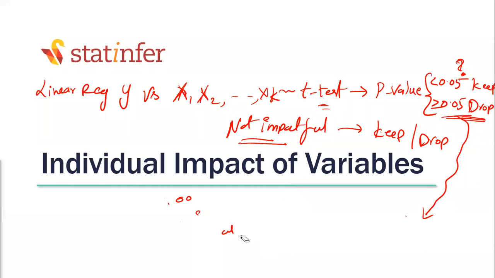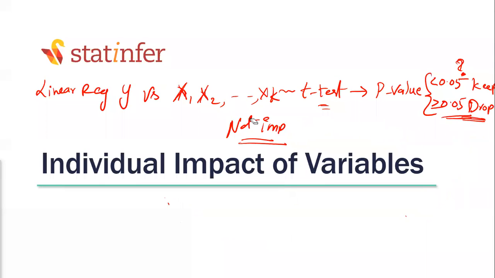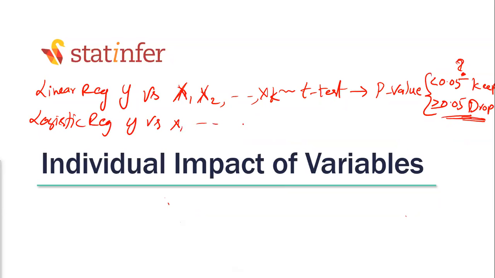There is some theory also. At the end of the day, the p-value will tell us whether a particular variable is having any impact on the target variable or not. Here also in logistic regression, there is a concept of p-value, for y versus x1 and so on up to xk. Internally a different test is done, called the z test, which is similar to the t test, but eventually it gives us the p-value only. Every test will give us a p-value, and the interpretation of the p-value is also the same.